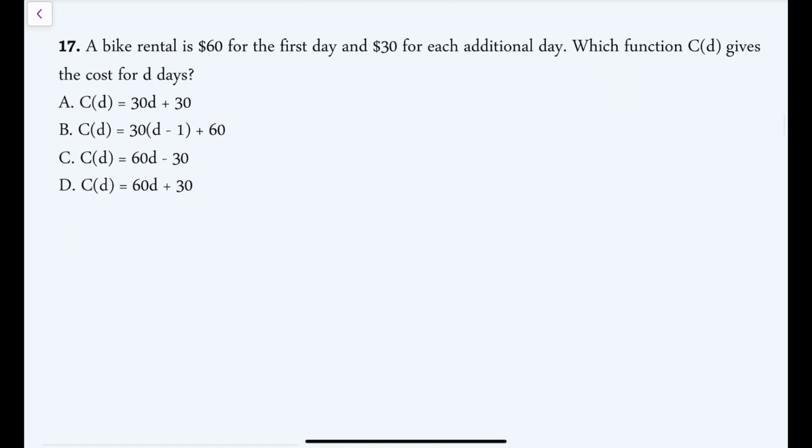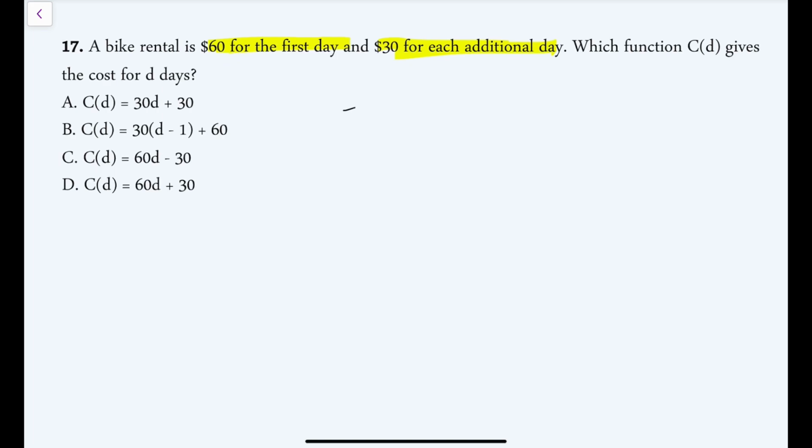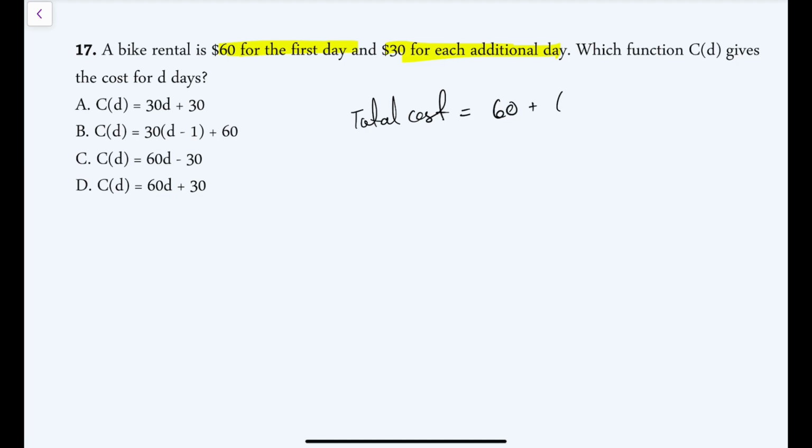A bike rental is $60 for the first day and $30 for each additional day. Which function, c of d, gives the cost for d days? Okay. Bike rental is $60 for the first day. Then $30 for each additional day. Again, we say the total cost is going to be equal to the $60 for the first day, plus now it's number of days minus the first day, because we don't count that, multiplied by 30.